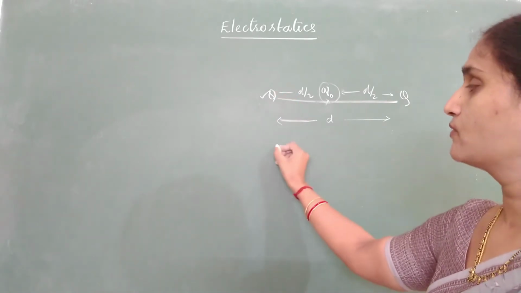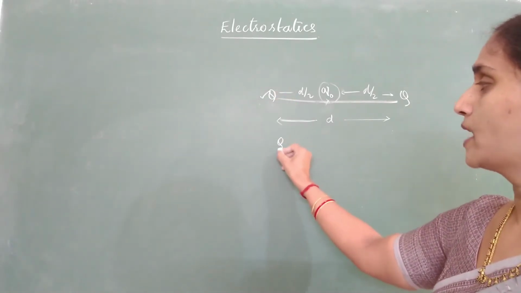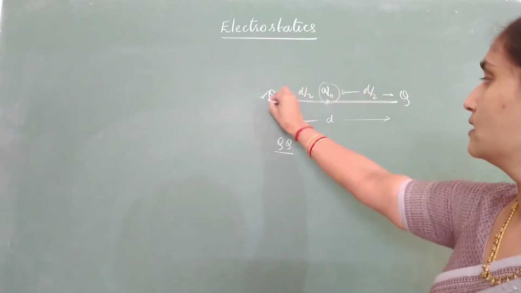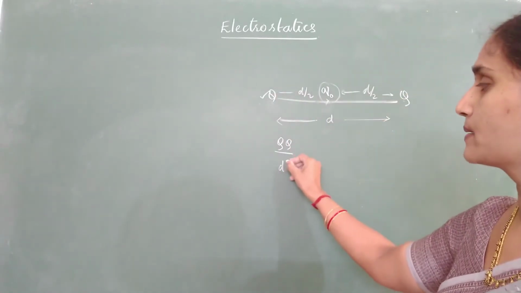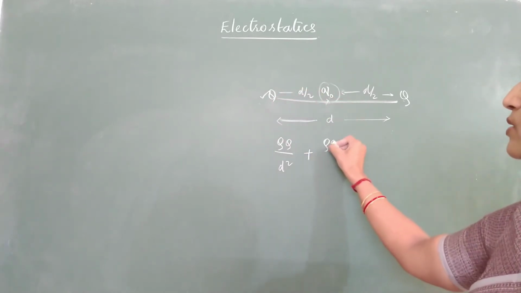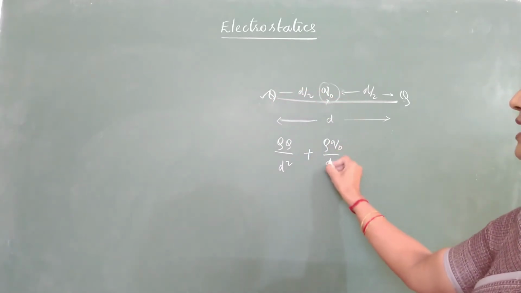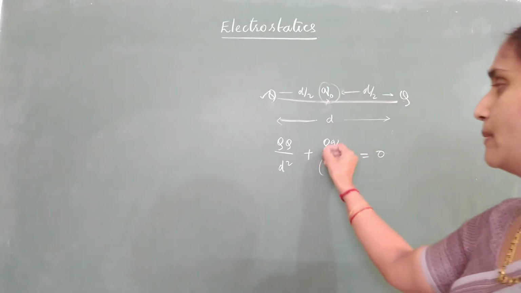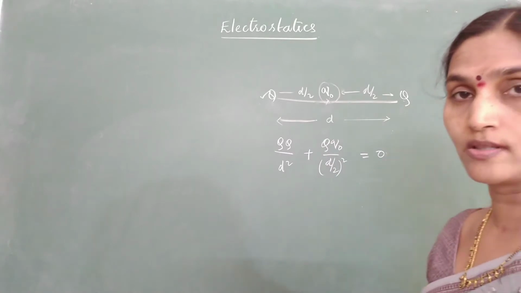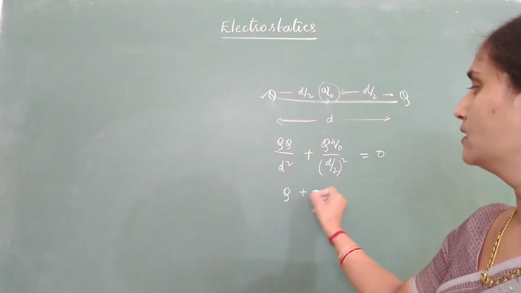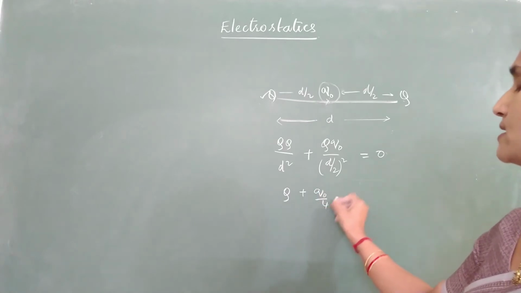If I write the net force as 0 on capital Q, I am not using Q1, Q2 and so on. Force between these two charges, Q into Q by d square, plus force between these two charges, Q into Q naught divided by d by 2 whole square, should become 0. 1 by 4 pi epsilon naught will anyway go away. Simplify this, you will get capital Q plus Q naught by 4 as 0.